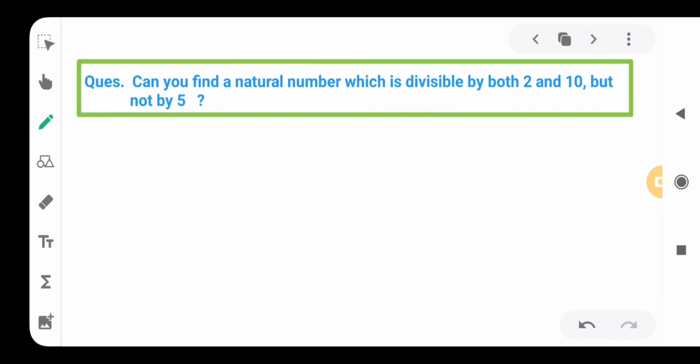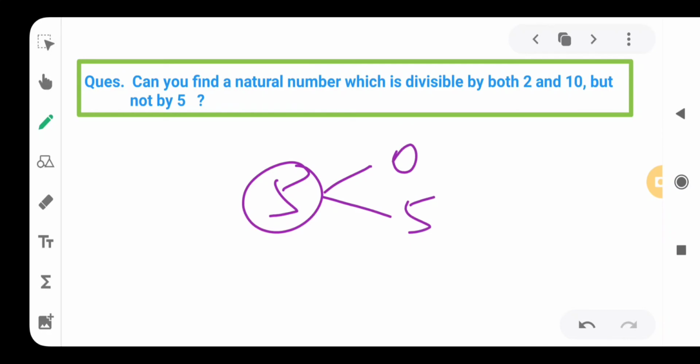Here we have: can you find a natural number which is divisible by both 2 and 10 but not by 5? We have to find a natural number that is divisible by 2 and also by 10, but not by 5. For that we have to see when a number can be divisible by 5. The divisibility test of 5 says it must have 0 or 5 at the last place. And if any number is divisible by 10, it must have 0 at the end. That means there is no such number that is divisible by both 2 and 10 but not by 5. So the answer is no.